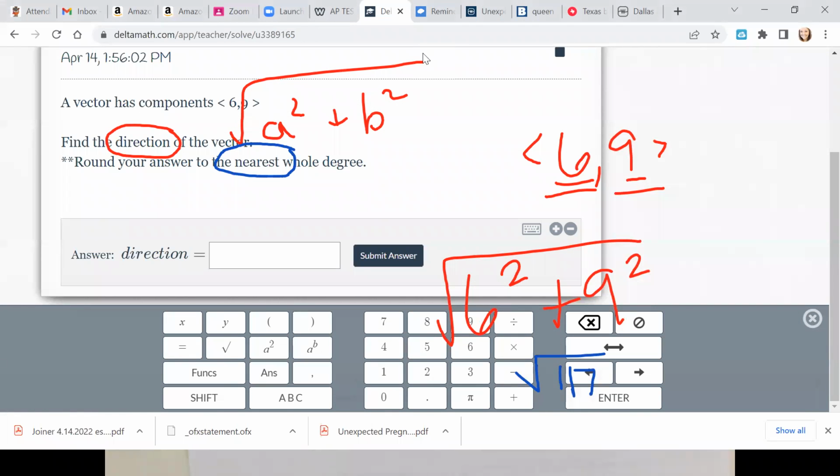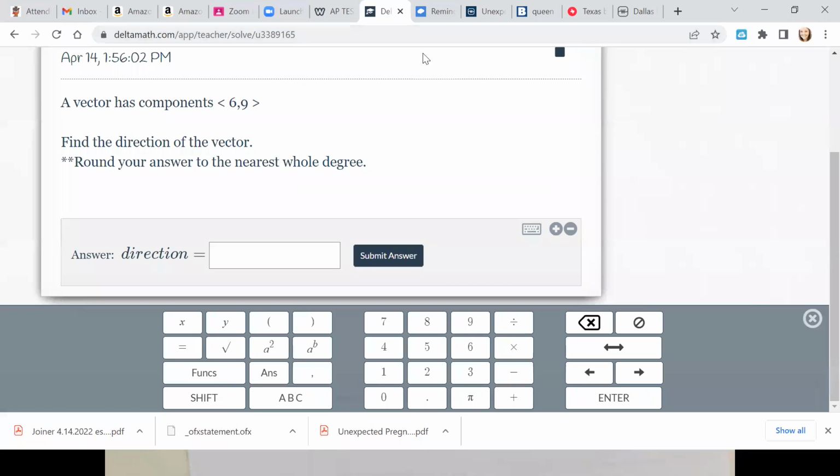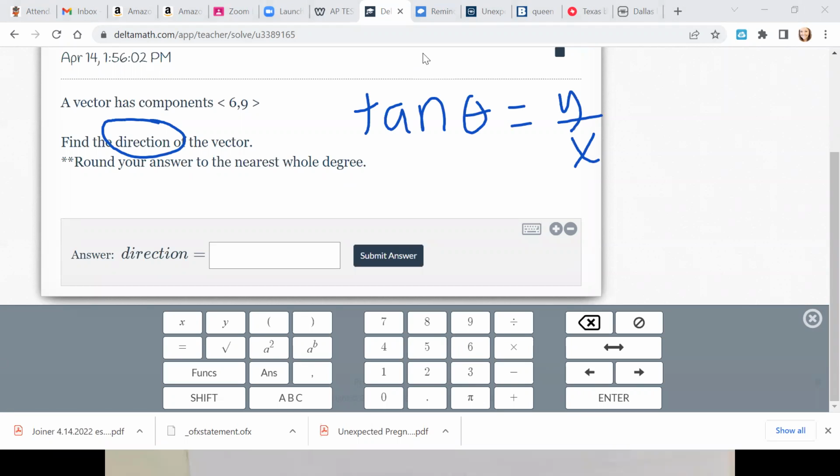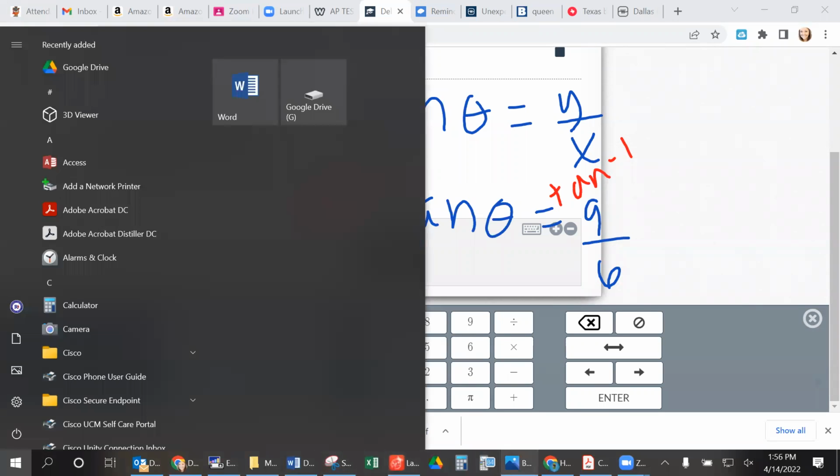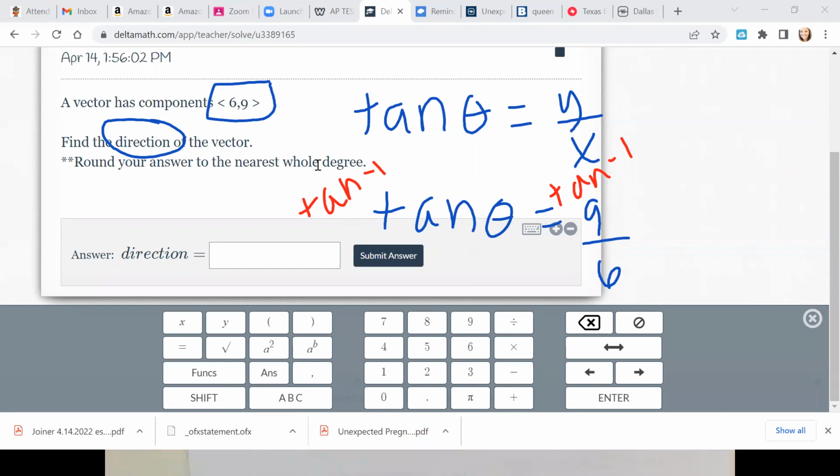Now we're going to find the direction of that vector. A direction is the angle that the vector's at. So remember, you do tan theta equals y over x. What would my y over x be for this vector? 9 over 6. So I do tan theta equals 9 over 6. And then how would I cross out the tan? You do the inverse tan. In your calculator, type in the inverse tan of 9 over 6 and tell me what your degrees are. Then round it to the nearest whole number.